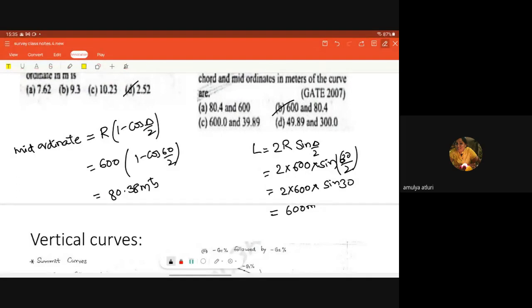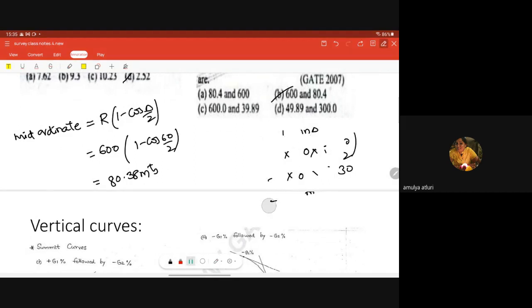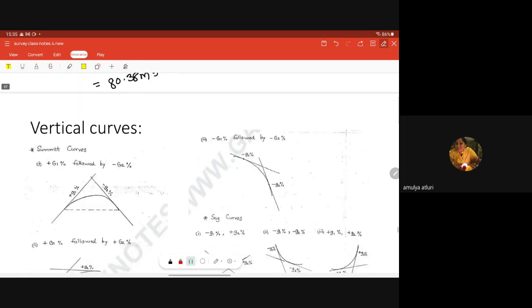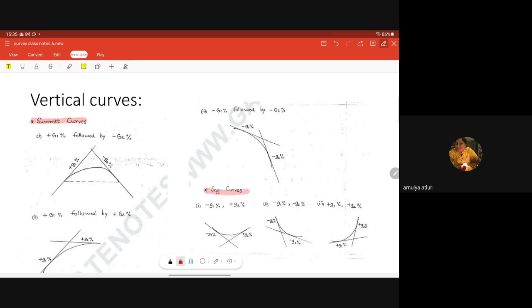Got it? These are GATE previous questions asked on curves. Especially we have dealt with horizontal curves till now. Let's check into vertical curves now. We have dealt in the previous session that vertical curves are again divided into two parts: summit curves and sag curves. So what is a summit curve and what is a sag curve?